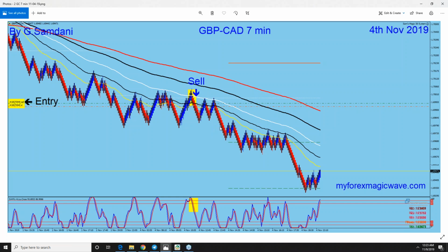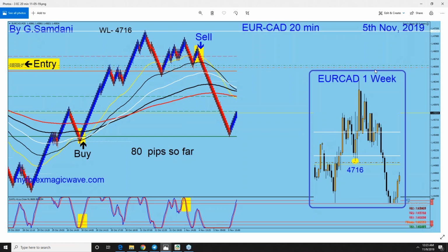All of this was an entry. So many entries this system gives you all the time in all the pairs. So let's see how many more. On the 5th you can see a EURCAD.